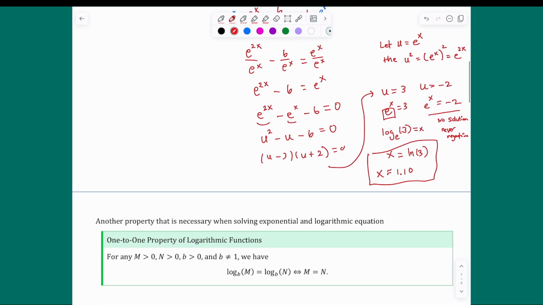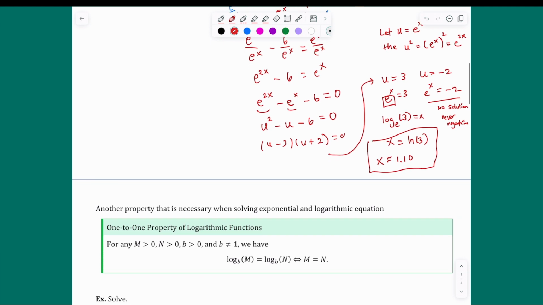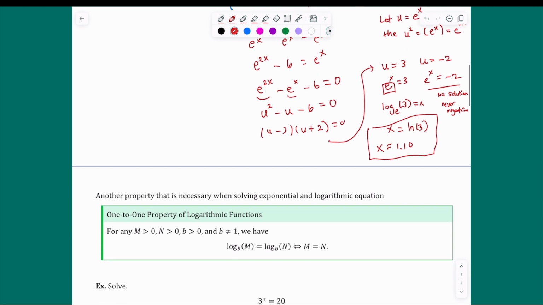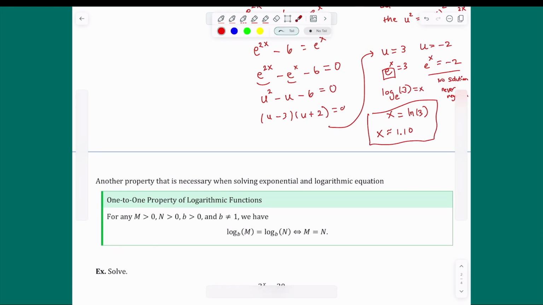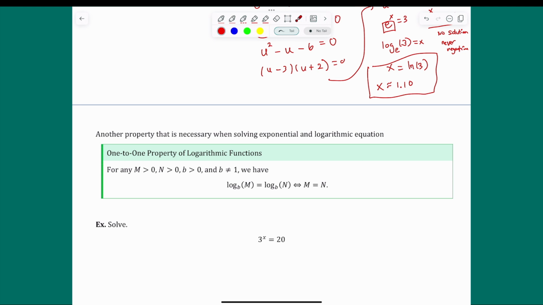All right, moving on. Sometimes exponential equations and logarithmic equations need to use this property, which is the one-to-one property of logarithmic functions. In other words, log functions are one-to-one. So if you have log base b of m equals log base b of n, this implies m equals n. And this direction is just the fact that log is a function. Okay, so let's see how to apply it. So here we don't have logs on either side, but we're going to go this direction because we could think of this as m and this as n, so we could take log on both sides.